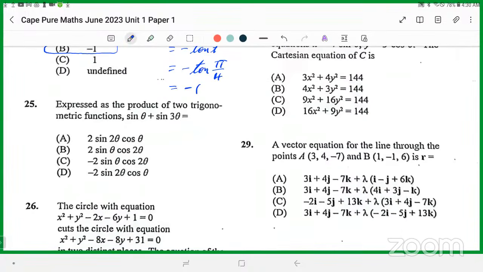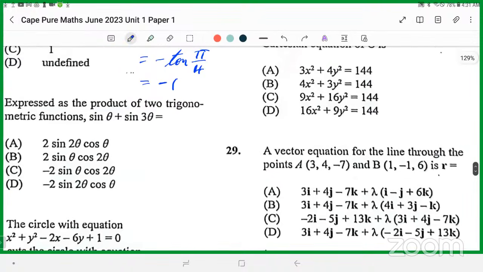Express as a product of two trigs. What is this? That's what we call a factor formula. That's the sum of two sines. Sum of two sines is sine cos. Twice the sine of half the sum times the cos of half the difference. Sum of two sines is this.